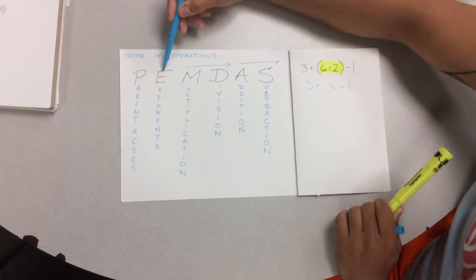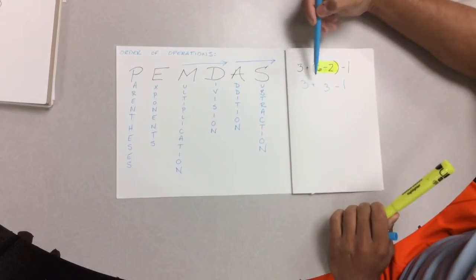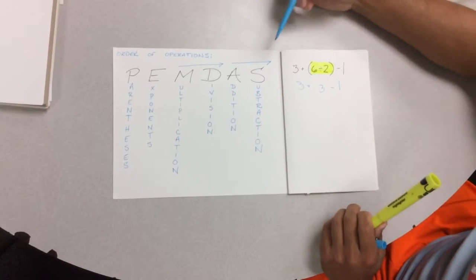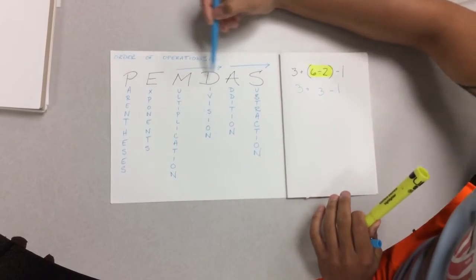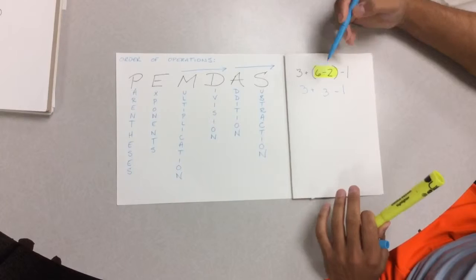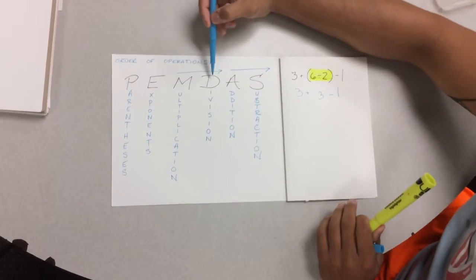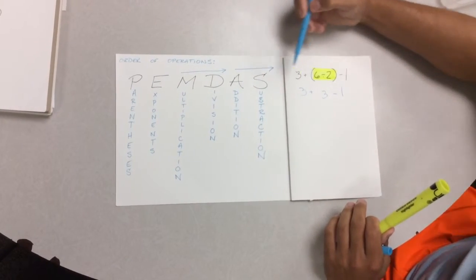Next, I look for exponents. Are there any exponents? No. So I just skip it. It's not uncommon that there won't be every single one of these in every single problem. So it's okay if they're not there. Same with multiplication and division. There's none in there, so I just move on.